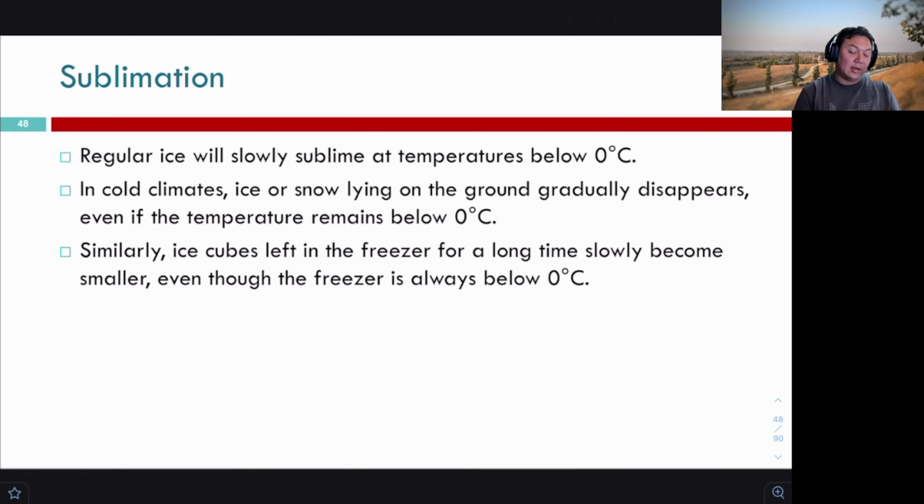Regular ice actually also sublimes at temperatures below 0 degrees C. So in cold climates, which we don't really get snow around here, but ice or snow laying on the ground will just gradually disappear, even if the temperature remains below 0, even if it remains overcast and there's no sunlight shining directly on it. Also in your freezer, ice cubes will slowly become smaller, even though your freezer is always below 0 degrees C. It takes a long time for that to happen, but it happens.